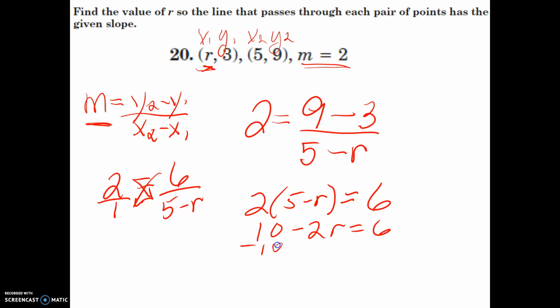I'm going to subtract 10 on both sides. Negative 2r is equal to negative 4. R is therefore equal to 2. So we know that this 2 value is the missing r.